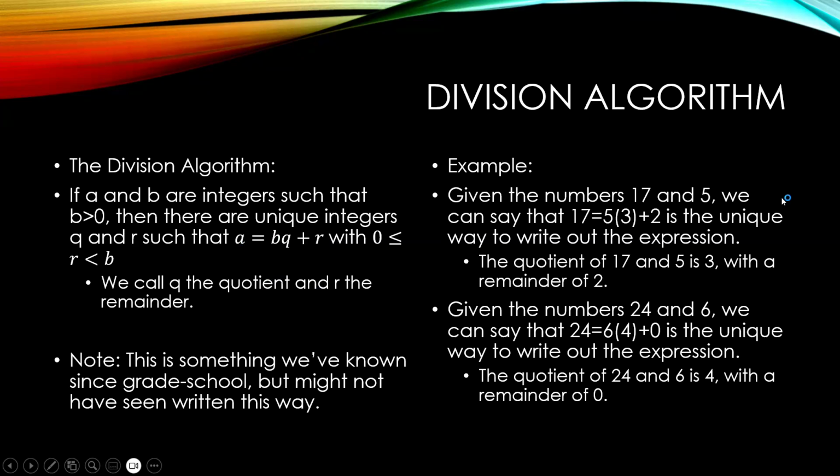Example: given the numbers 17 and 5, we could say that 17 is 5 times 3 plus 2. This is the unique way to write out the expression from the division algorithm. The quotient of 17 and 5 is 3 with a remainder of 2. Given the numbers 24 and 6, we can say that 24 is equal to 6 times 4 plus 0. This would be the unique way to write out this expression. So the quotient of 24 and 6 is 4 with a remainder of 0.